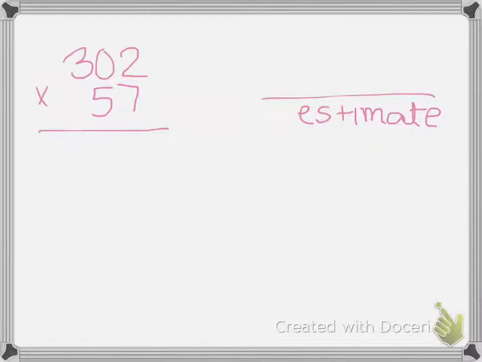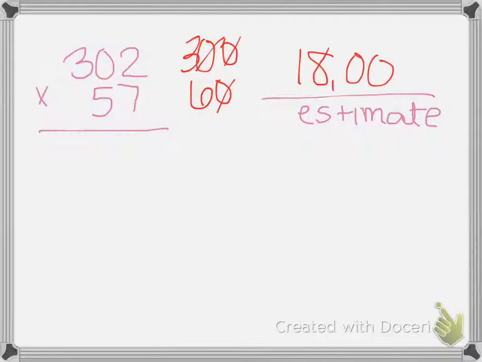In the last one, number 6 wants you to first estimate and then actually solve. If I were going to estimate, I would do 300 times 60. I'm going to ignore these 3 zeros for a minute. 6 times 3 is 18, and then add those 3 zeros back. And then it wants you to actually solve the problem.